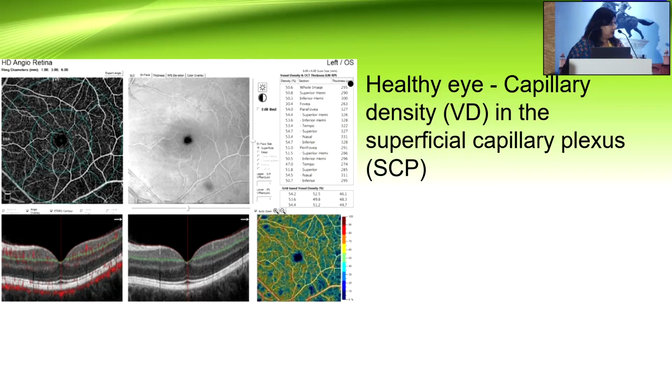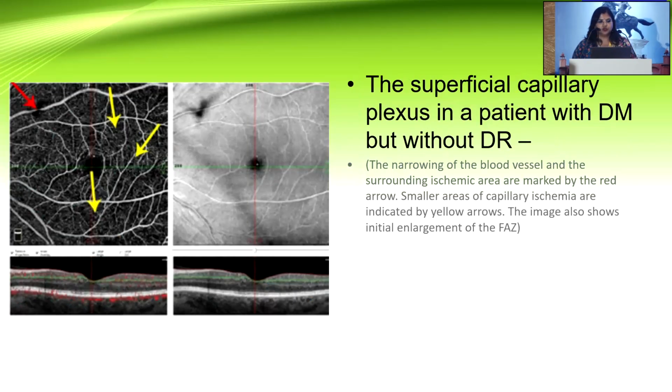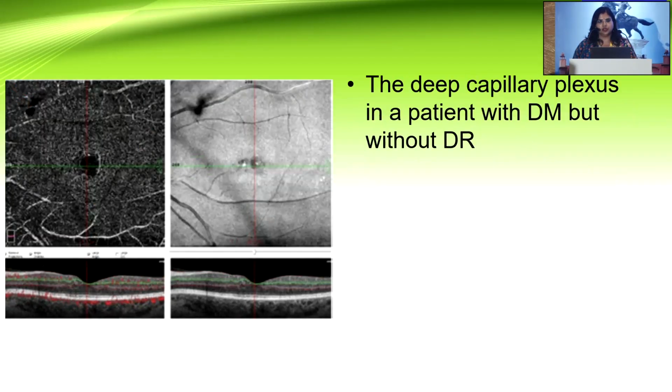So there was some problem in our OCT machine, so I couldn't get the original images. So basically, this is just a representation through images of how the FAZ and the superficial capillary plexus are affected in patients with diabetic retinopathy, and it gradually progresses.